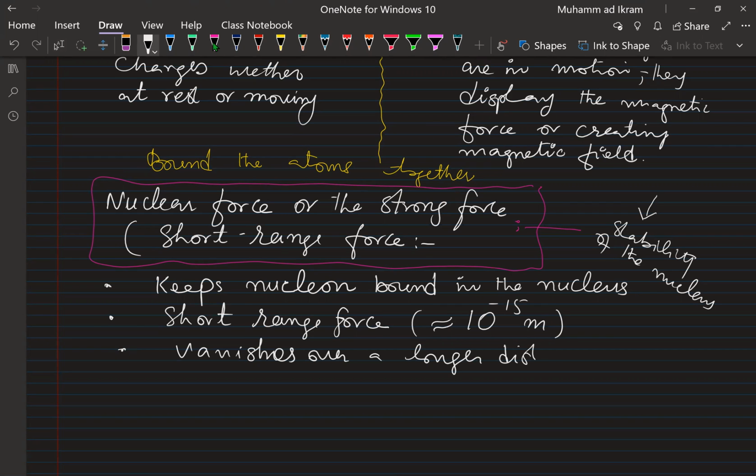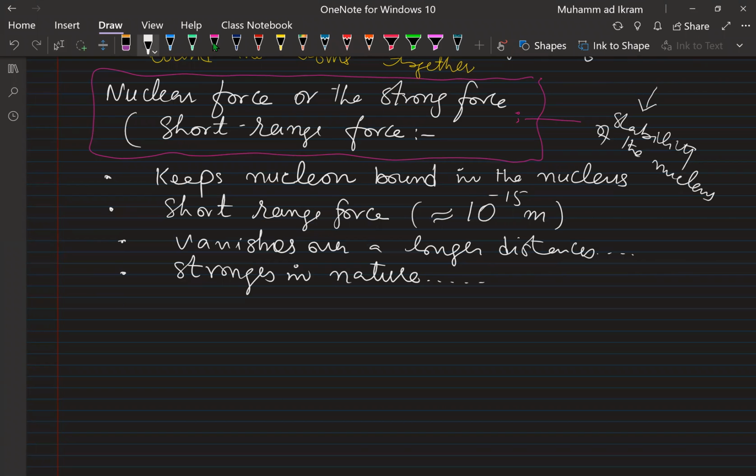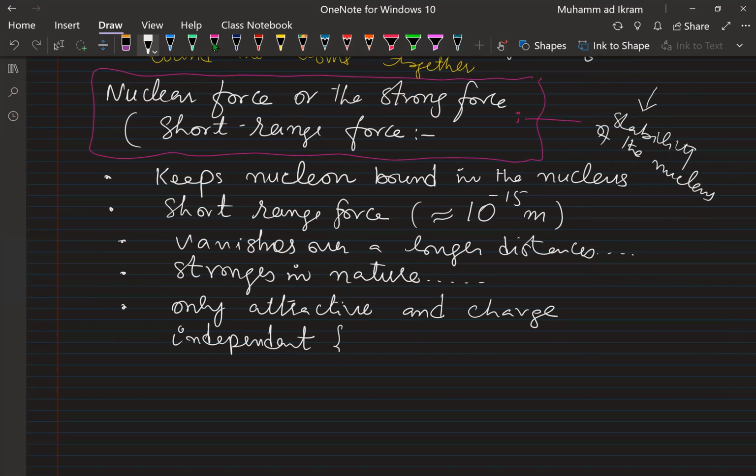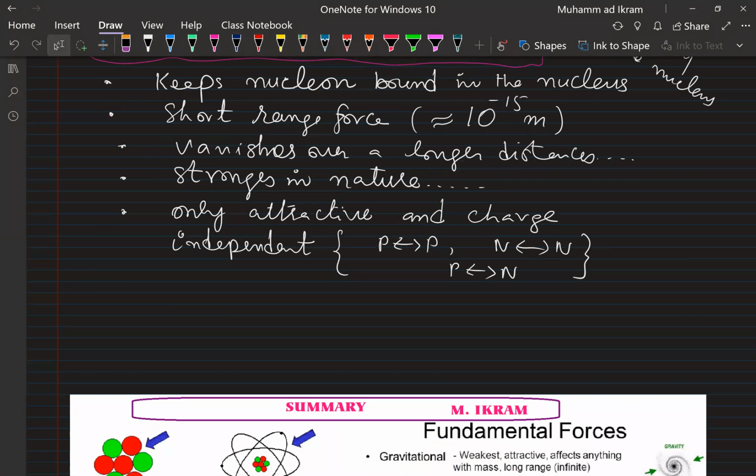If the distance increases, this force decreases. Right? It is the strongest in nature, much stronger than the electromagnetic force and the gravitational force. It is only attractive, and charge independent. Charge independent force means that it exists between pp, between nn, neutron and neutron, and can exist between proton and neutron. So it is charge independent, and this is why it causes the stability of the nucleus, right?